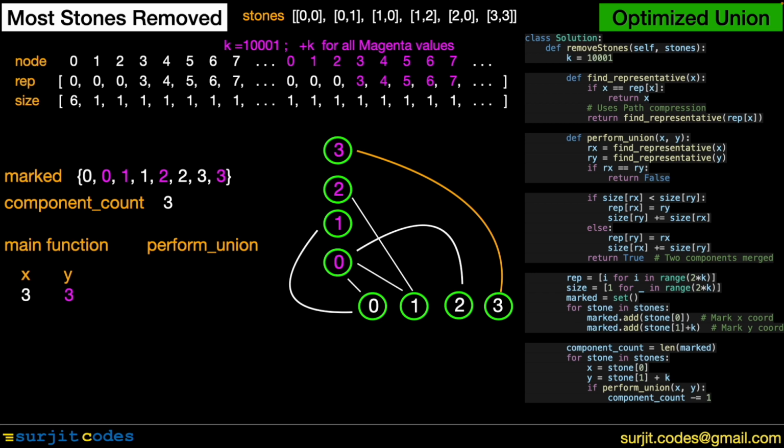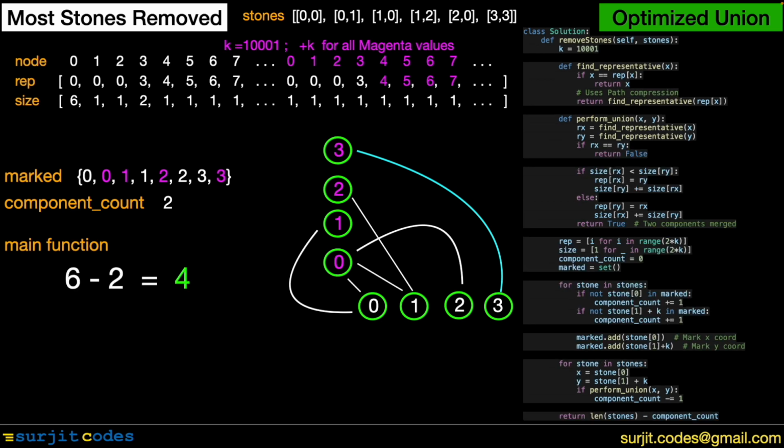For last stone, x, y values are 3 and k plus 3. Both are their own representative, so they form a separate group. Representative of k plus 3 becomes 3, size of 3 becomes 2, and number of components becomes 2. 8 coordinates divide themselves into two groups of sizes 6 and 2. We come out of the loop. Number of stones that can be removed is 4.